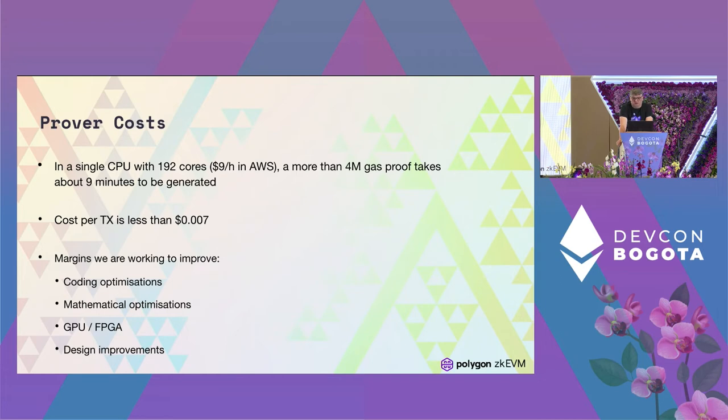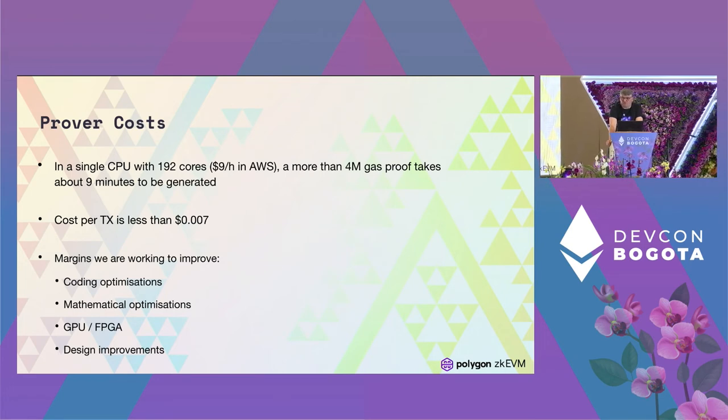The only thing you need to take into account is the cost per transaction, because running these servers is not free. So what's this cost? Well, the cost right now is less than 1 cent per transaction. And this is in AWS cost, which is probably the most expensive cloud service in the world.